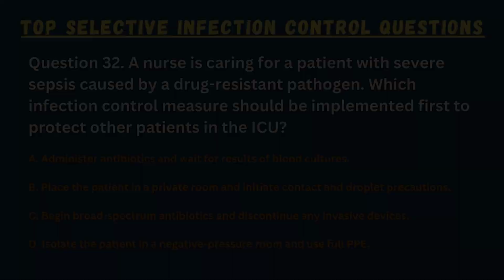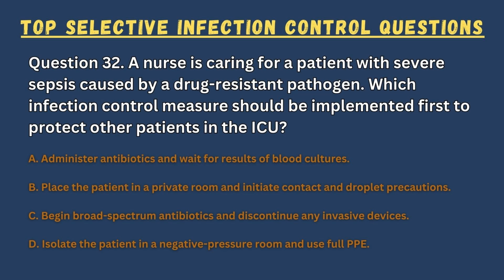Question 32. A nurse is caring for a patient with severe sepsis caused by a drug-resistant pathogen. Which infection control measure should be implemented first to protect other patients in the ICU? A. Administer antibiotics and wait for results of blood cultures. B. Place the patient in a private room and initiate contact and droplet precautions. C. Begin broad-spectrum antibiotics and discontinue any invasive devices. D. Isolate the patient in a negative pressure room and use full PPE.